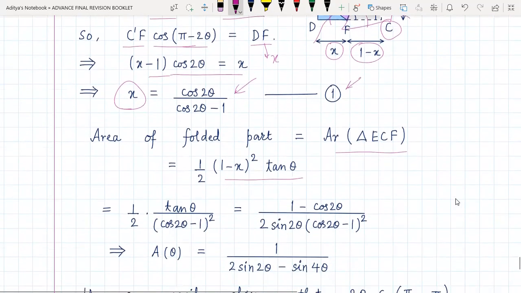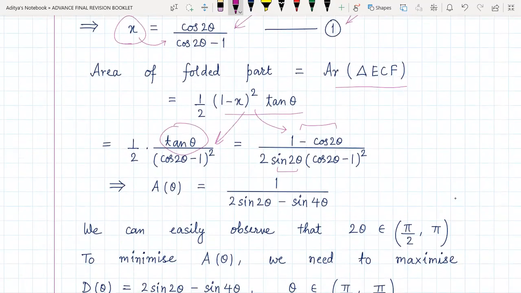Now 1 minus, so basically the x value we already have in terms of theta, so that's what I substitute here, and the entire expression comes out in terms of theta. Here I've written tan theta as 1 minus cos 2 theta upon sin 2 theta, and on cancellation and using basic manipulations, this is the expression that we get. Because 2 sin a cos a is equal to sin 2a, that formula I have used here. So A of theta is this.